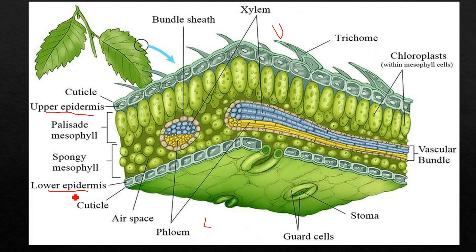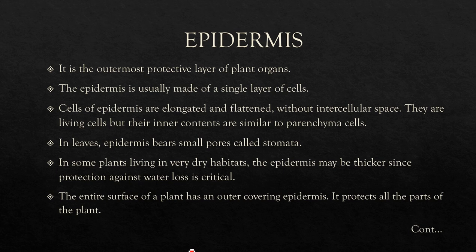Your upper epidermis also has stomata, but the number of stomata is much higher at the lower epidermis, because the lower epidermis is in the downward direction, and it protects the stomata from direct sunlight, so the sun rays do not directly fall on the stomata, in order to reduce the water loss. Yes. Next is epidermis.